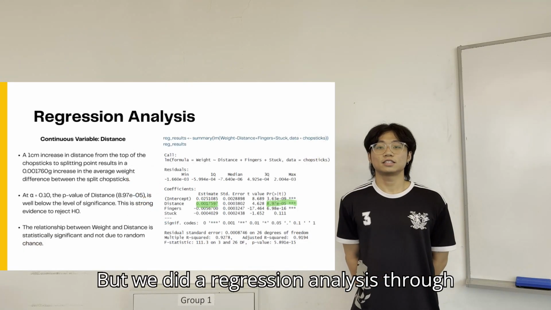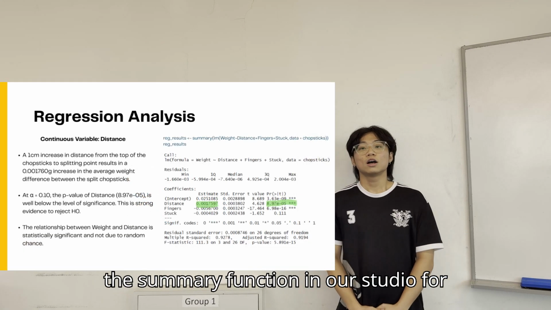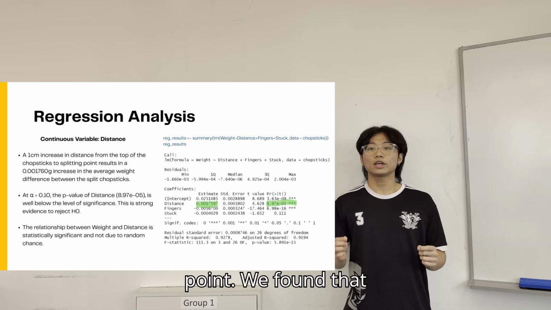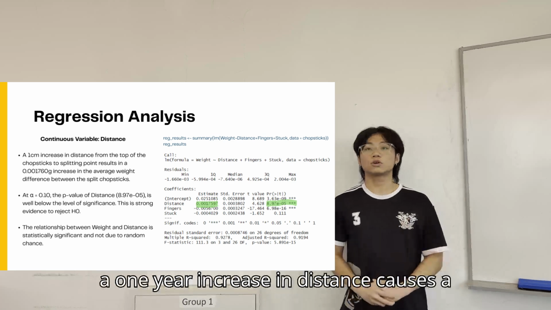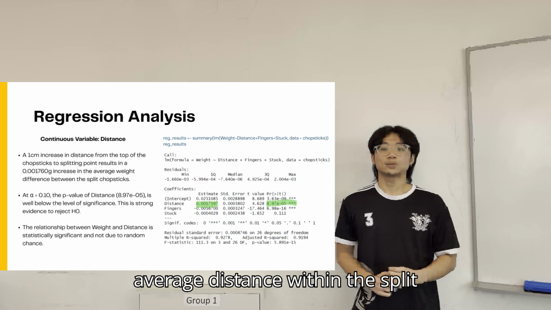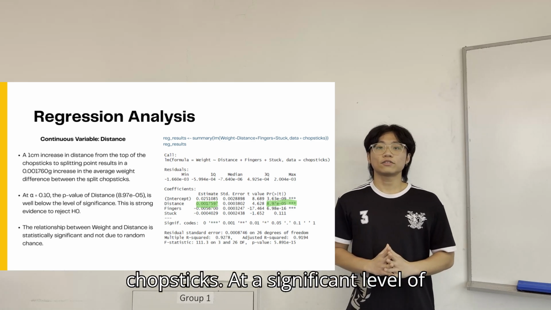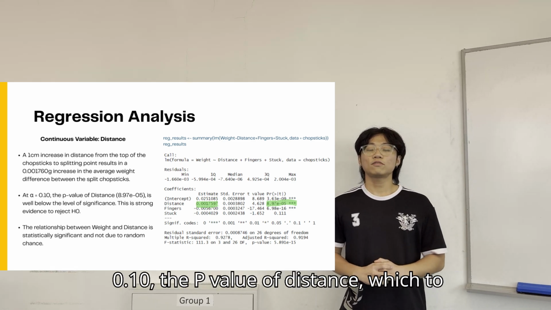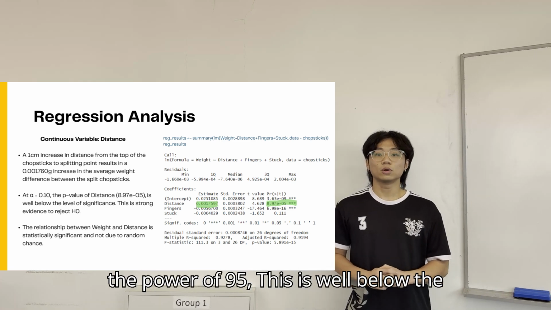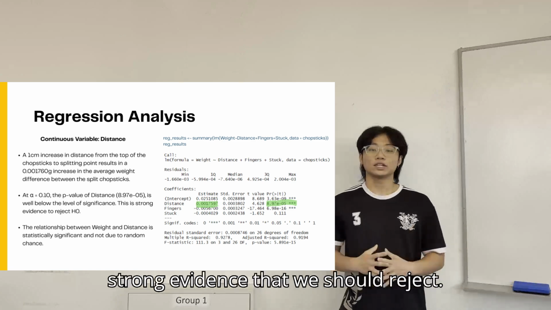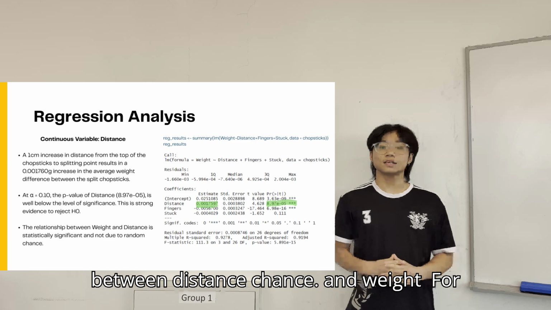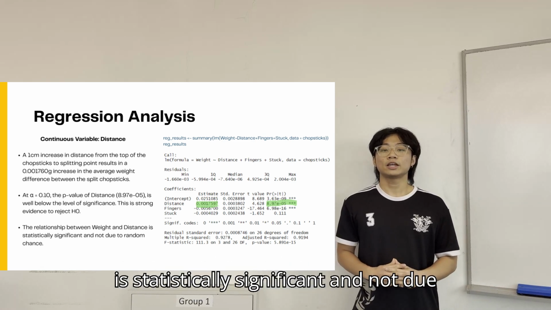We did a regression analysis through the summary function in RStudio. For the continuous variable distance, which measures the length from the top of the chopsticks to the splitting point, we found that a 1 cm increase in distance causes a 0.001760 grams increase in the average weight difference between the split chopsticks. At a significance level of 0.10, the p-value of distance, which is 8.97 times 10 to the power of negative 5, is well below the level of significance. This is strong evidence that we should reject H0. This also proves that the relationship between distance and weight is statistically significant and not due to random chance.